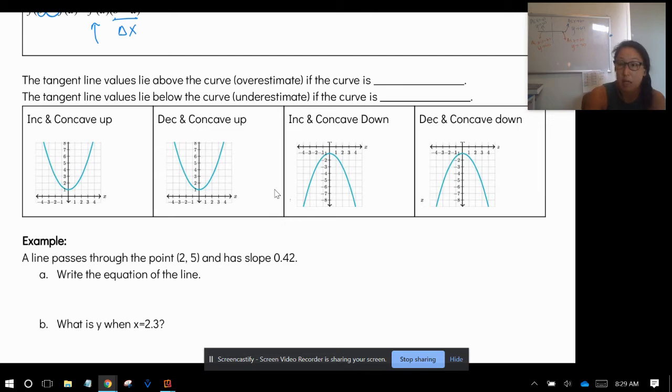Something to consider when we are taking an approximation using local linearization is that if the graph is increasing and concave up, like on this side, the tangent line is below the curve. Also, if the graph is concave up and we're decreasing, the tangent line is below the curve. So if the tangent line is below the curve, it is an underestimate if the curve is concave up. So these are underestimates.